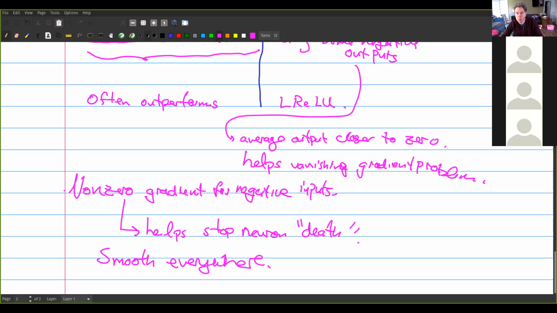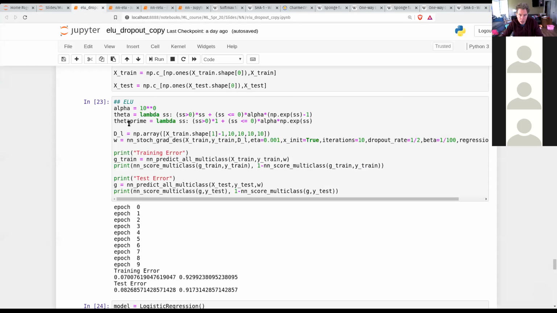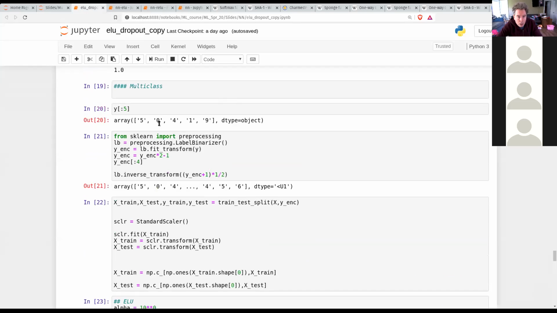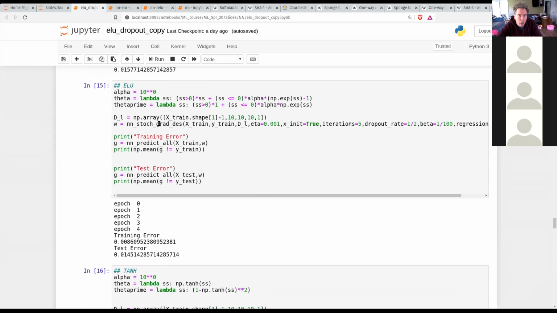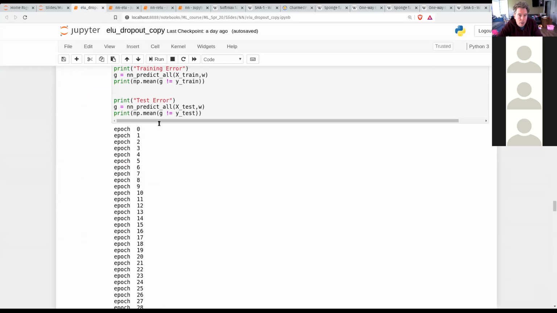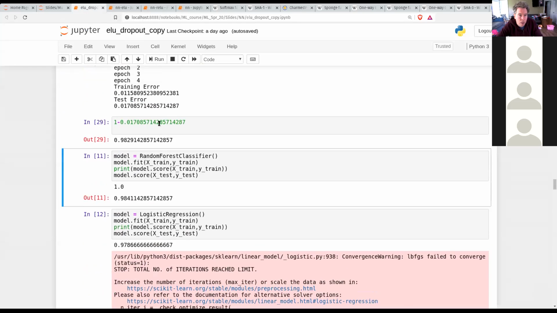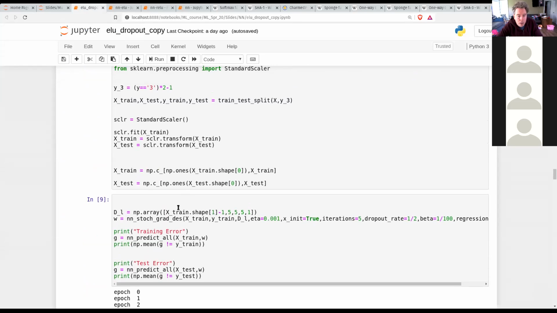So I implemented all 3 of these. Let me see if I can share this. I was comparing them, so I refactored the code that I gave you guys, and I changed it so that you can adjust the activation function. Sorry, let me just get to a good stopping place here. Yeah, so this is ELU.